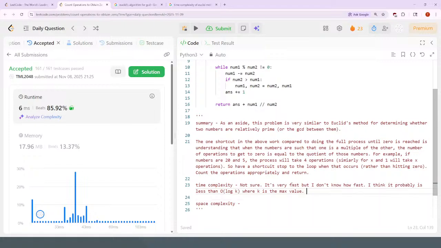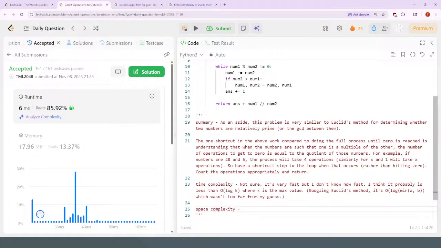Okay. Googling it. Googling Euclid's method. It's O of log of min of A, B. Which isn't too far from my guess. Okay, anyways, space complexity, this is going to be O of 1 since no space is needed, no extra space.